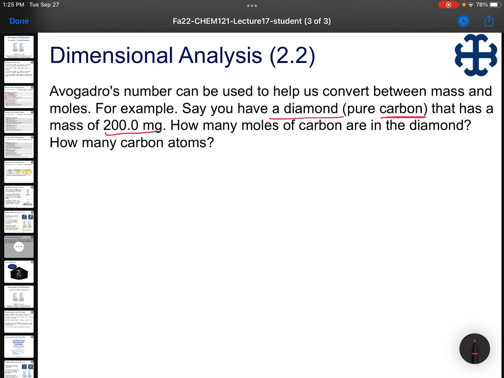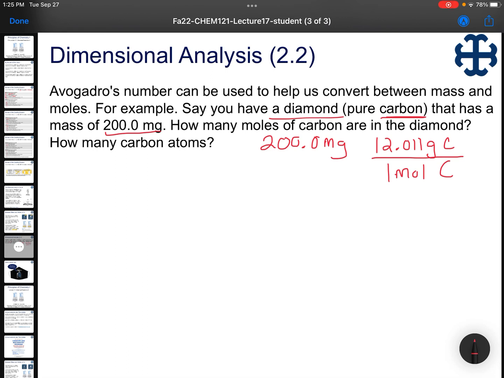I've also underlined things. So we have 200.0 milligrams. I'm going to write out, because as we learned on the previous slides, we want to go between mass and moles, and I know that the way to do that is by using our molar mass. And so our molar mass of carbon is 12.011 grams of carbon for every mole of carbon, okay? And I'm going to express that as a fraction, like that.